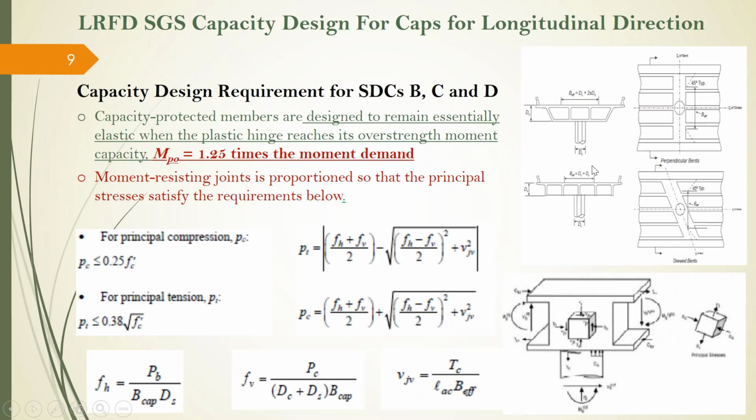And that's also from the guide specification, the zone affected by this transfer of plastic hinging that's happening at the top of the column, and how this section should be designed in order to meet the requirement of capacity protected. Essentially, we are designing that area for 1.25 times the moment demand.